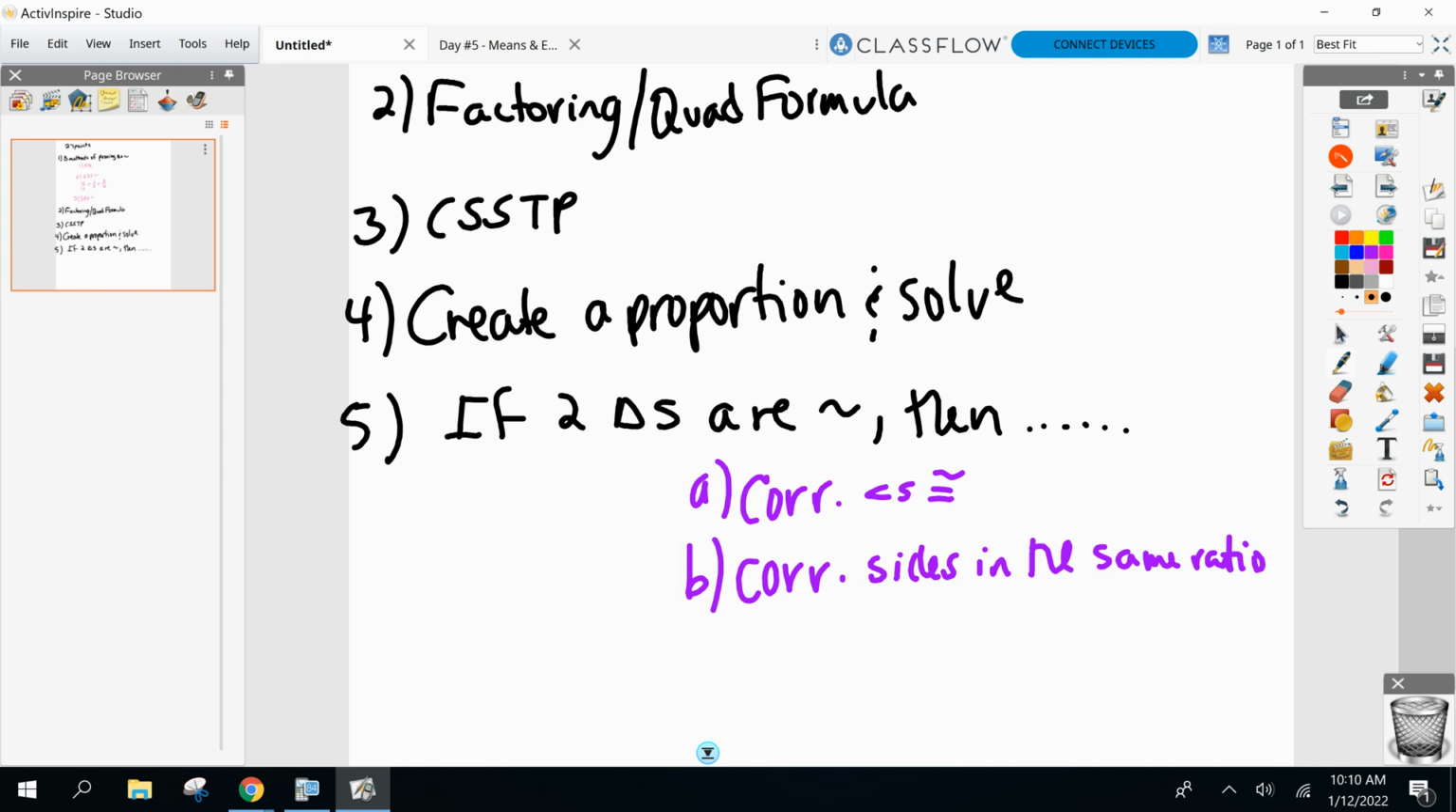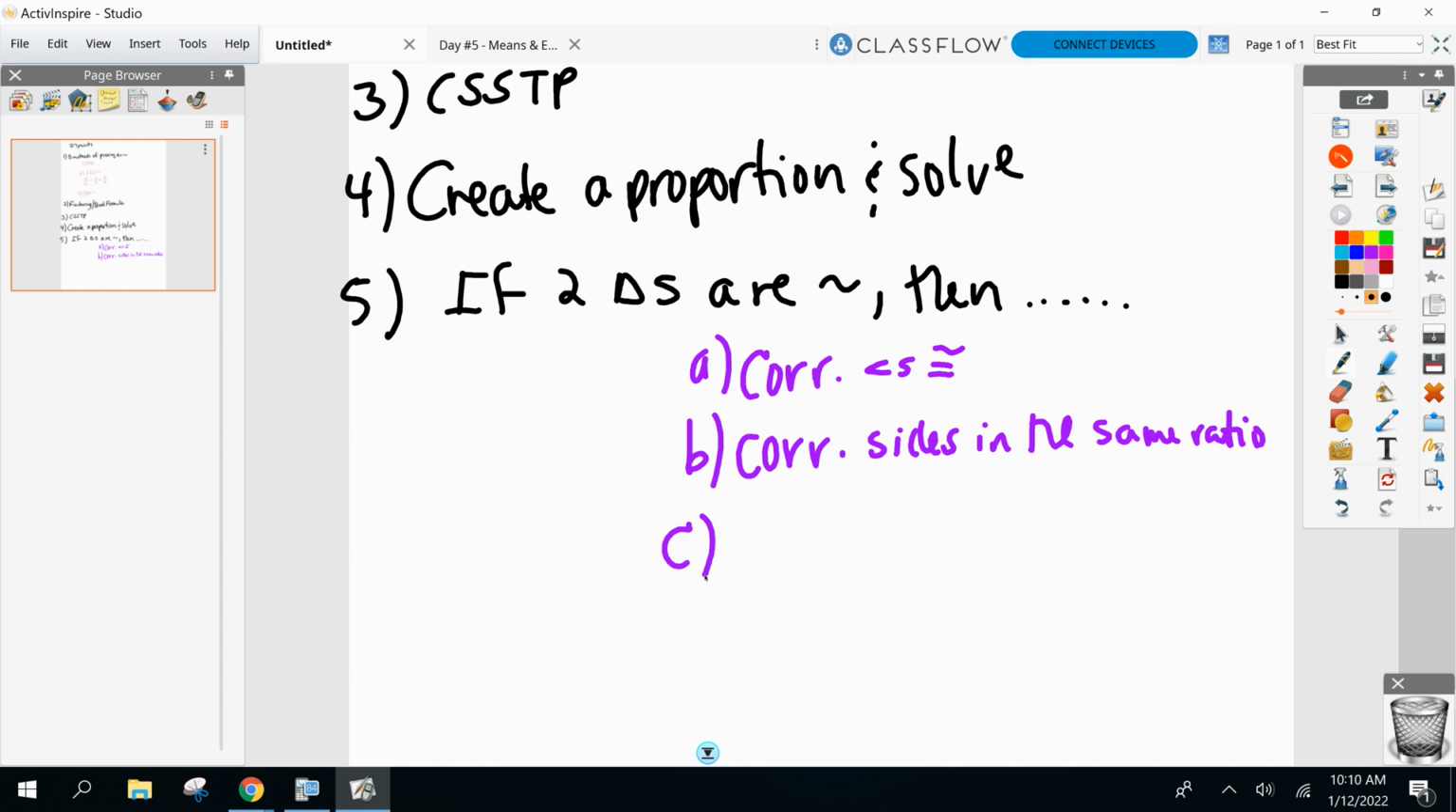And one other thing I'll pop on here that we've done. If 2 triangles are similar, the perimeter ratio is the same as what? We did that one time on homework. The ratio of the perimeters is the same ratio as the side ratio. Yep.